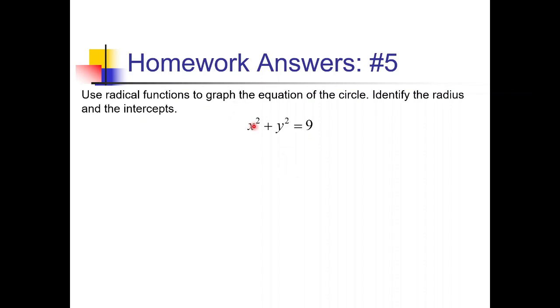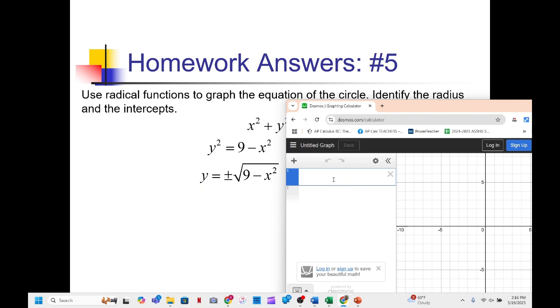To graph this circle using radicals, I'm going to isolate the y, get 2 different radical-ish kind of functions, and then graph it on Desmos. So I'll start by subtracting the x squared, and then square rooting both sides. So we have plus or minus radical 9 minus x squared, and to Desmos we go. So let me do y equals square root of 9 minus x squared. So there's that piece. And then I am just going to cut and paste all this and do y equals negative that. And there is our circle.